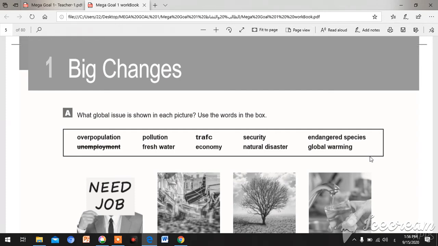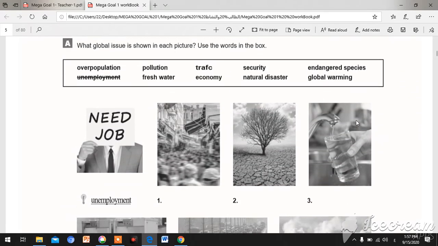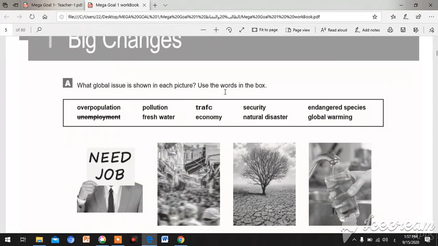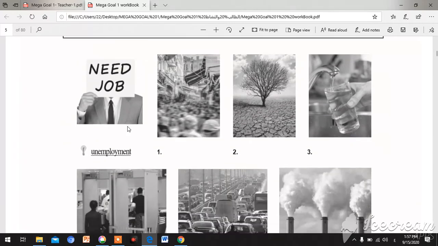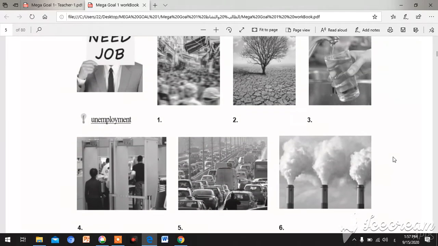Today we are going to answer some exercises in your workbook. Please open your workbook, page number one. First of all, I'm going to read the title. What global issue is shown in each picture? Use the word in the box. Number one. Okay, let me check the pictures first.